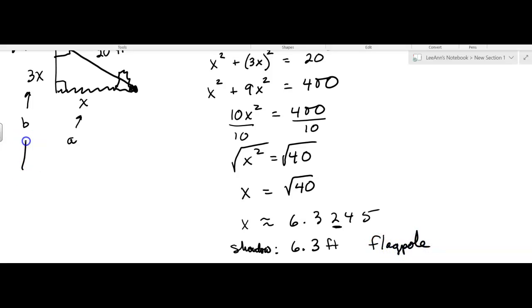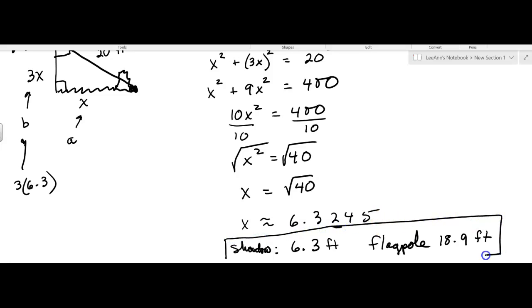And then the flagpole, well, the flagpole is going to be 3 times that. So 3 times 6.3, whatever that is, times 3. So, ooh, that is going to be, well, 18.9 feet. That'll be interesting to see, because if you don't round off, you get 19 instead of that. But it told us to round off. So, all right, there we go.